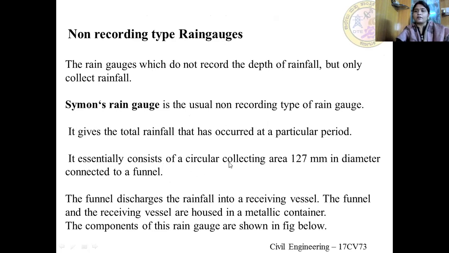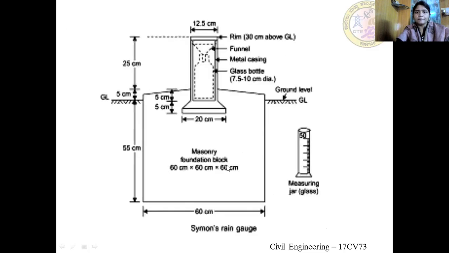It consists of a circular collecting area which is 127 mm in diameter. This is connected to a funnel. So the rainwater, as it falls from the atmosphere and reaches the ground surface, enters this funnel and the funnel discharges the rainfall into a receiving vessel. The funnel and the receiving vessel are both housed in a metallic container. This rain gauge we can see in the following figure.